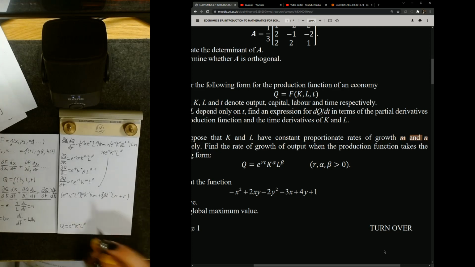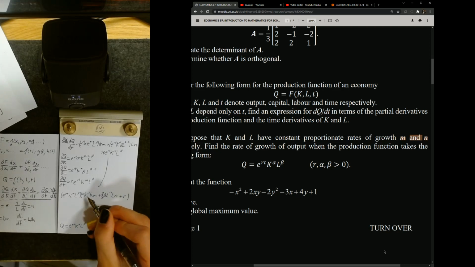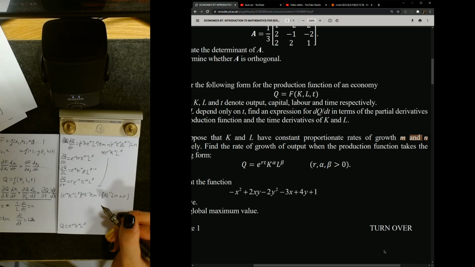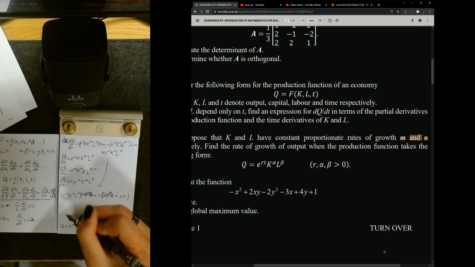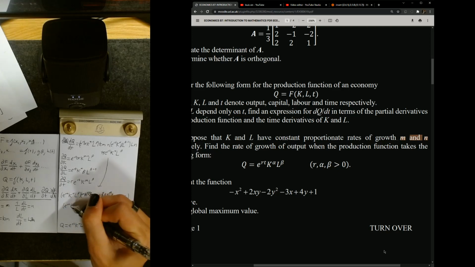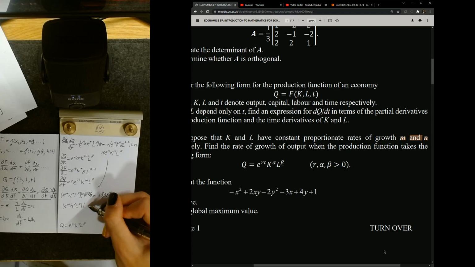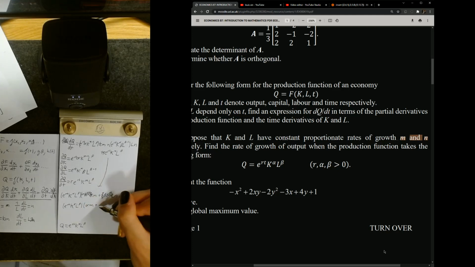Okay. Now, obviously some of you probably noticed that k to the power of minus 1 times k to the power of 1 here is just going to cancel. So we just cancel all these out. And essentially what we're left with is this. e to the power of rt, k to the power of alpha, L to the power of beta, the original function, multiplied by alpha m plus beta n plus r.